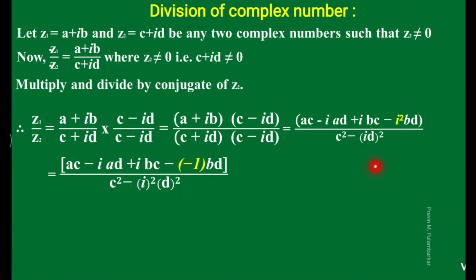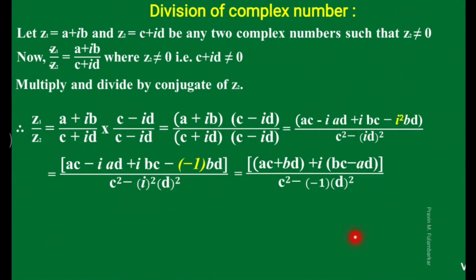Now we substitute the value of this i square as minus 1. So we write here i square as minus 1 and separate the power of i and d. So we write here in the denominator i square d square. Now we replace the value of this i square by minus 1, and we write here minus minus plus. So the first real part is ac. After multiplying, we get minus minus plus bd.